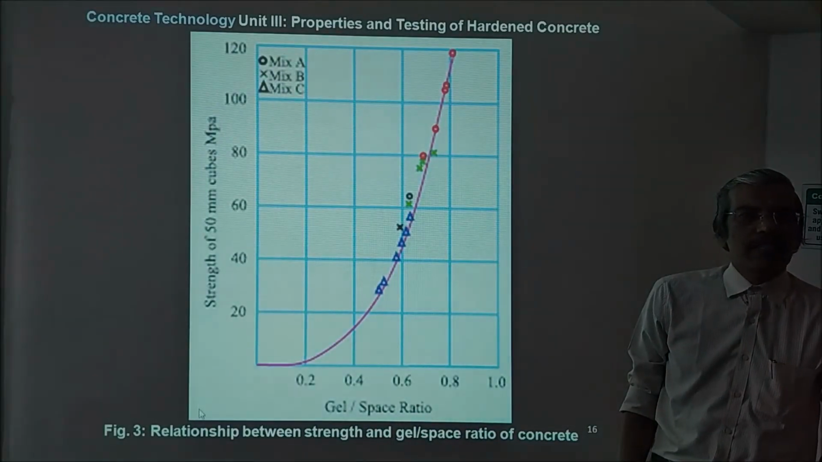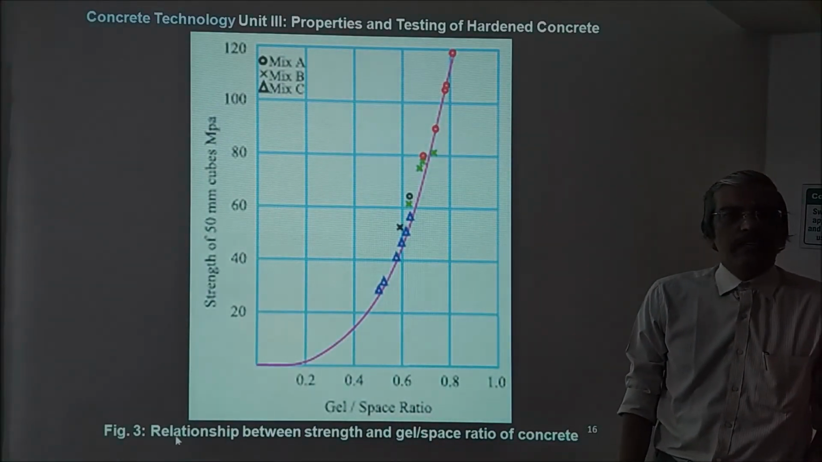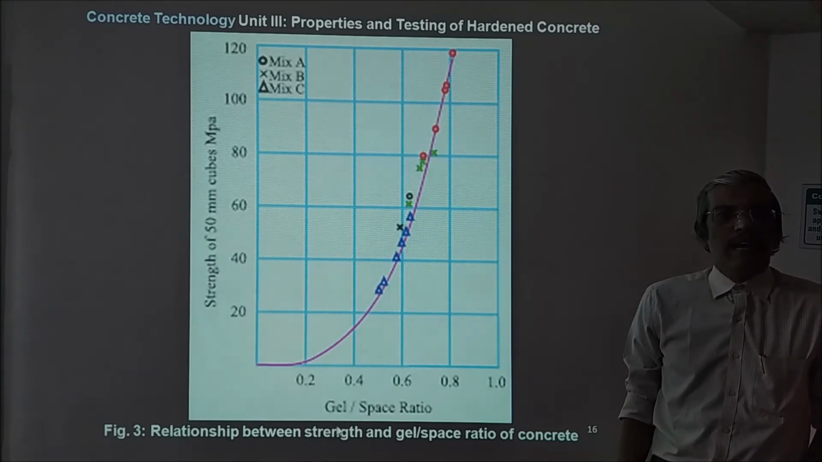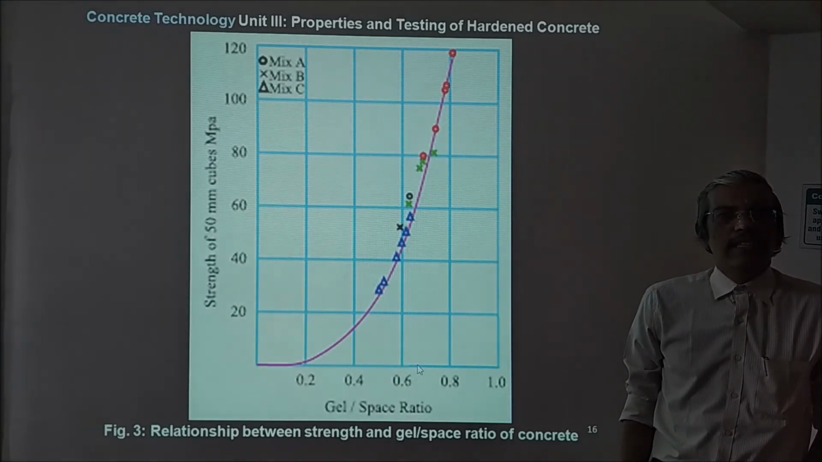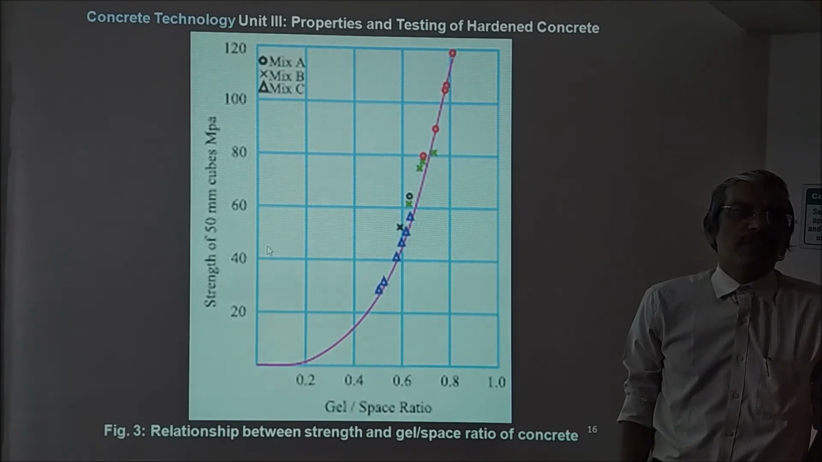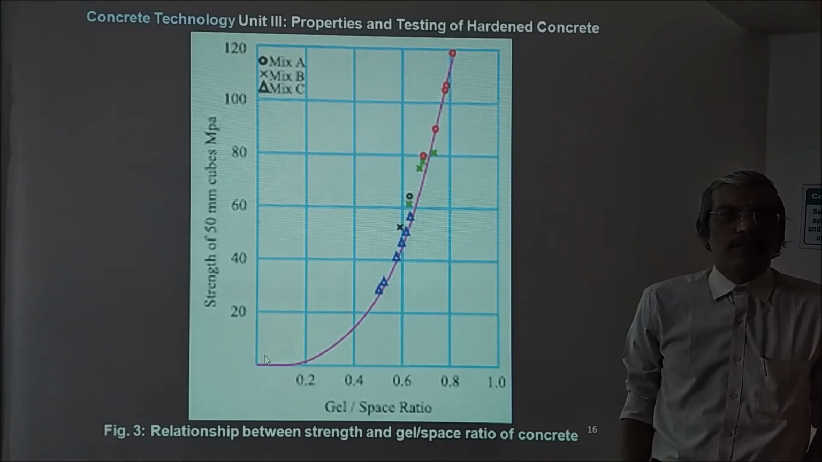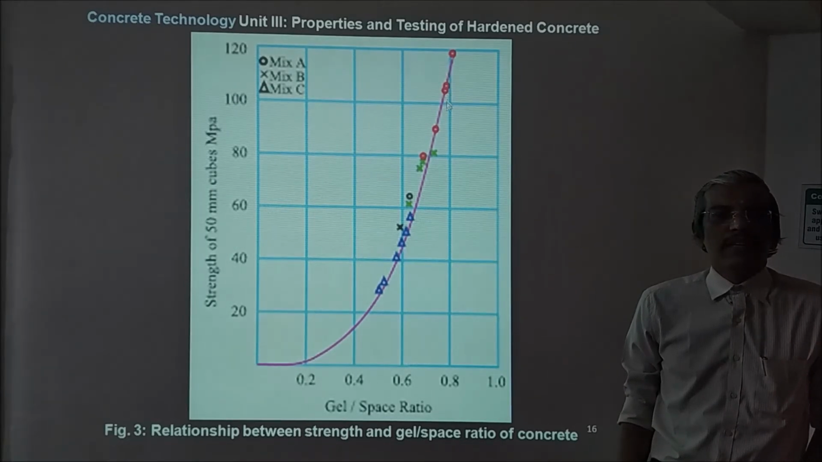So, here we will see the graph which is showing relationship between the strength and the gel space ratio of the concrete. Similarly here on the horizontal axis we can see the gel space ratio, and here we can see the strength of 50 millimeter cube in megapascal or Newton per millimeter square. So, the graph is like a parabolic curve. As the gel space ratio is increasing, the strength of the cube is also increasing.